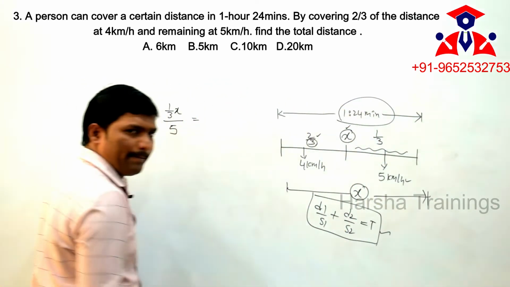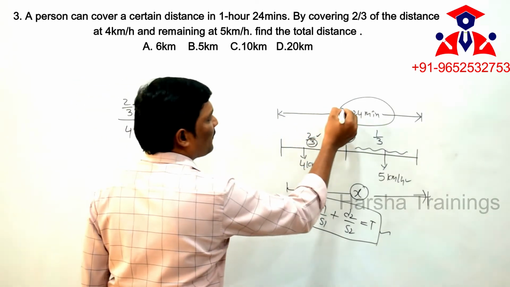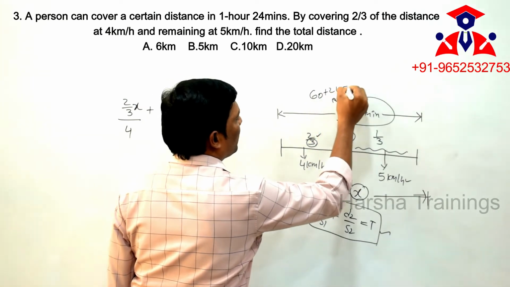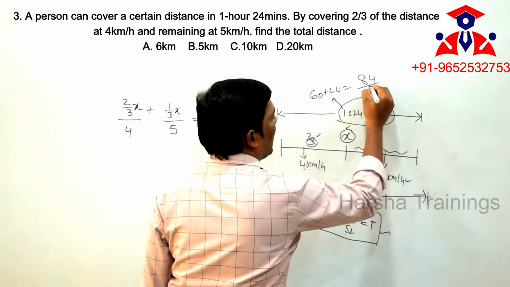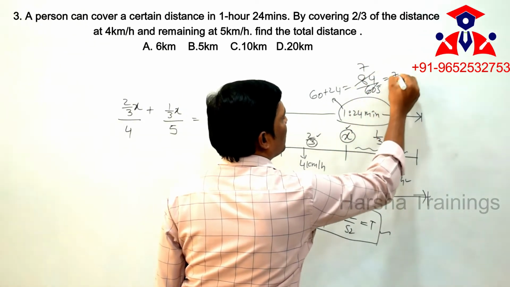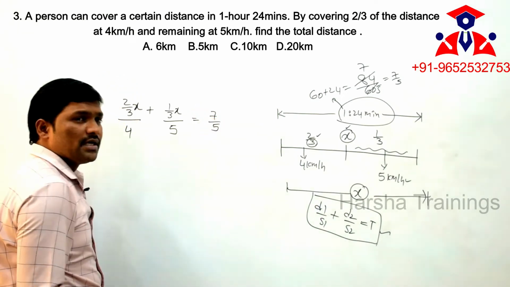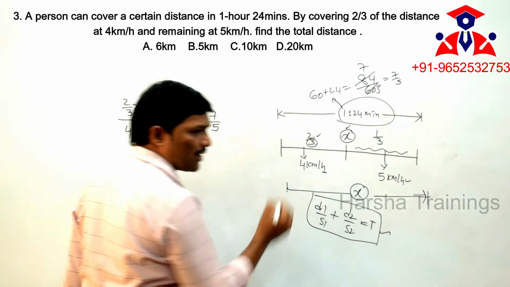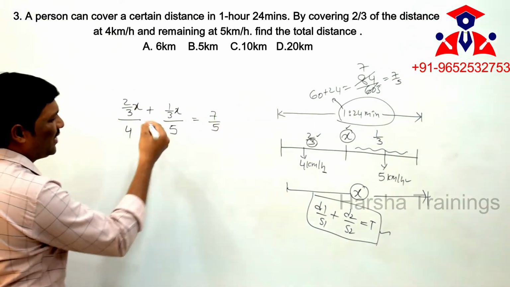The given time is 1 hour 24 minutes, which we convert into total hours. First, convert the time into minutes. 1 hour is 60 minutes, plus 24 minutes, total 84 minutes. Converting minutes into hours, 84 by 60, which gives 7 by 5 hours. In this problem the time unit is hours, because the speed is given in kilometers per hour. That's why we convert all time into hours. Now find the x value.